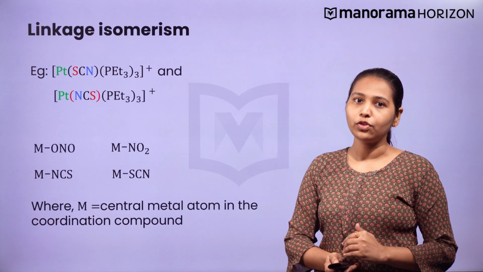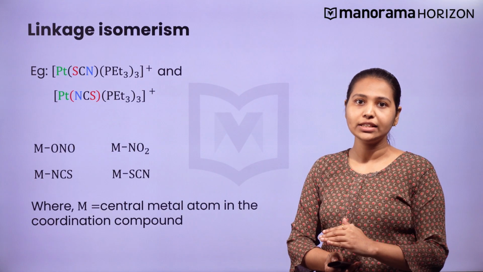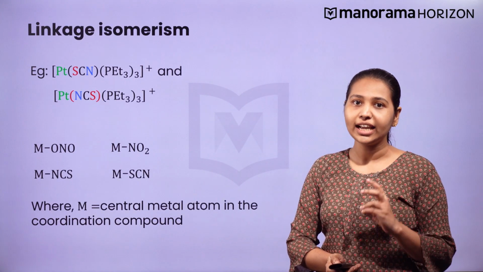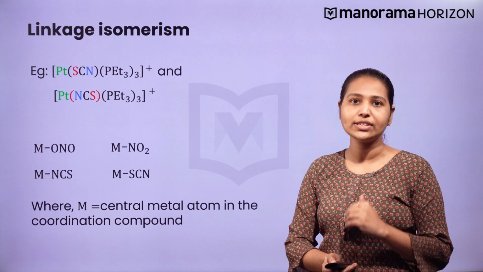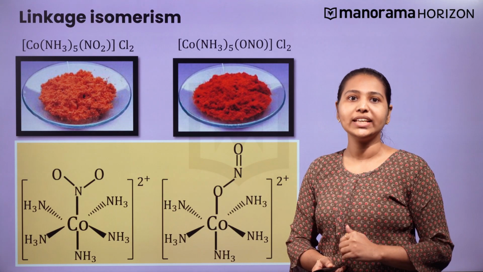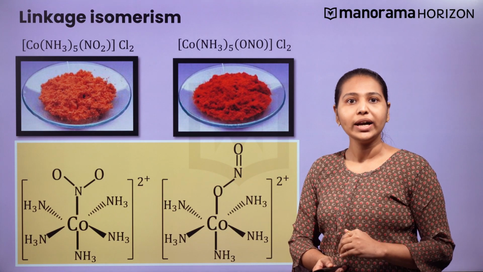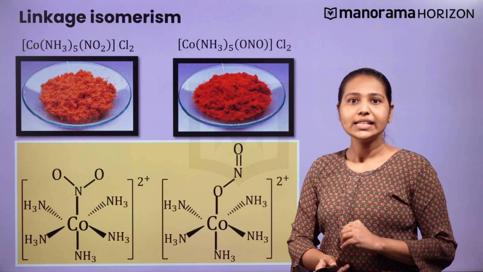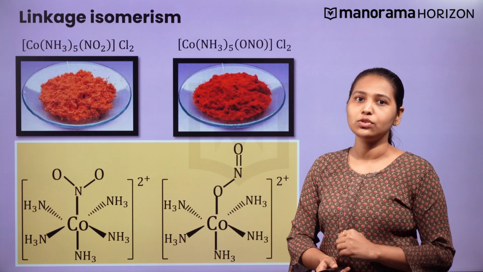Linkage isomers are formed when the same ligand links to the metal through different atoms. Ambidentate ligands such as thiocyanate, nitrito, etc. give rise to linkage isomerism. You may see here the red compound which has a nitrito-O, that is cobalt-oxygen link, while the yellow isomer has a nitro, that is cobalt-nitrogen link. Such compounds are called linkage isomers.